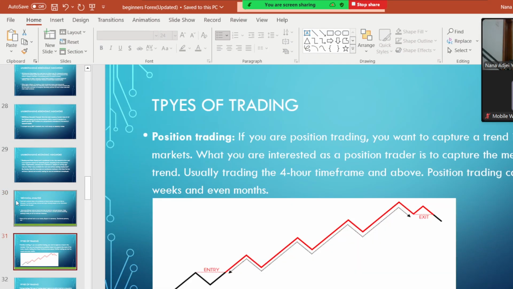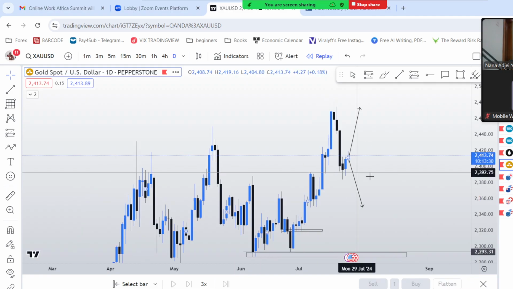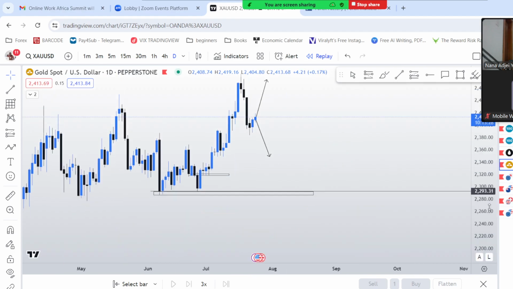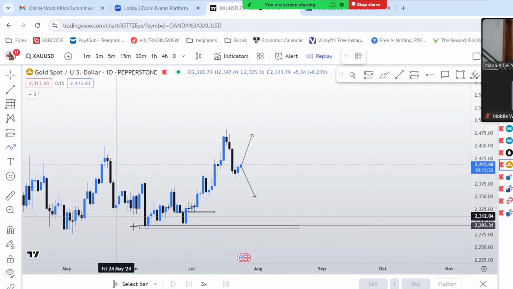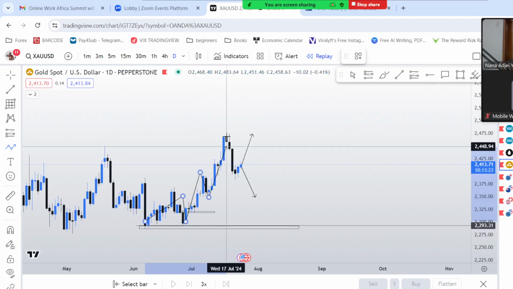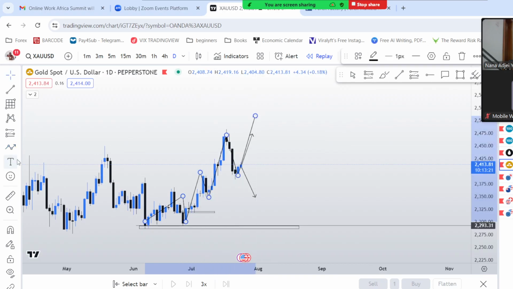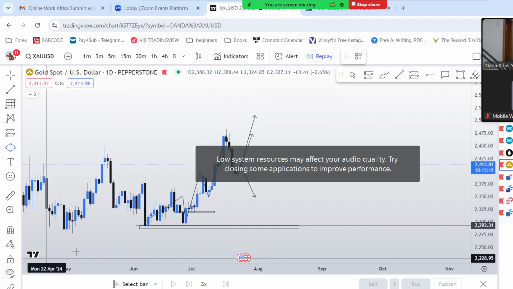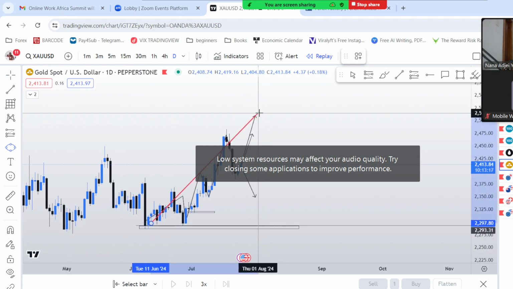Quickly, let me touch on the types of trading. We have position trading. Position trading is mostly done by big institutions and banks. They capture the entire trend of the market. Looking at it over here, you can see that price is pushing to the upside clearly. So position traders try to capture the entire trend of the market.